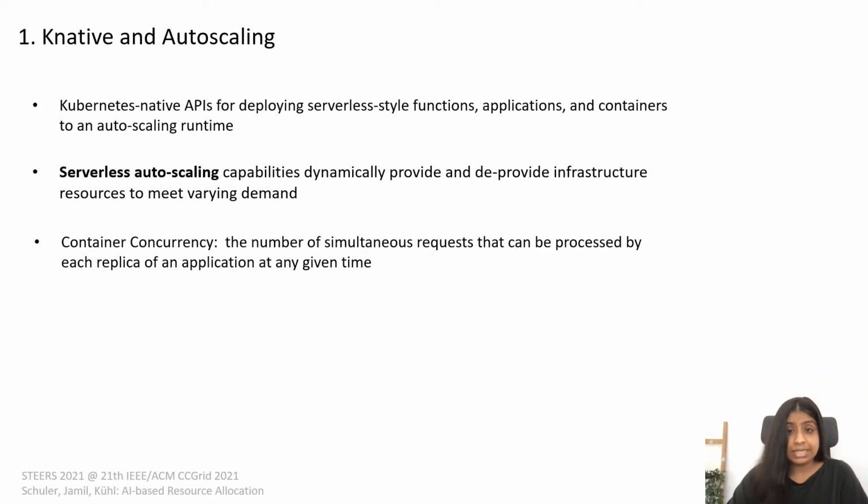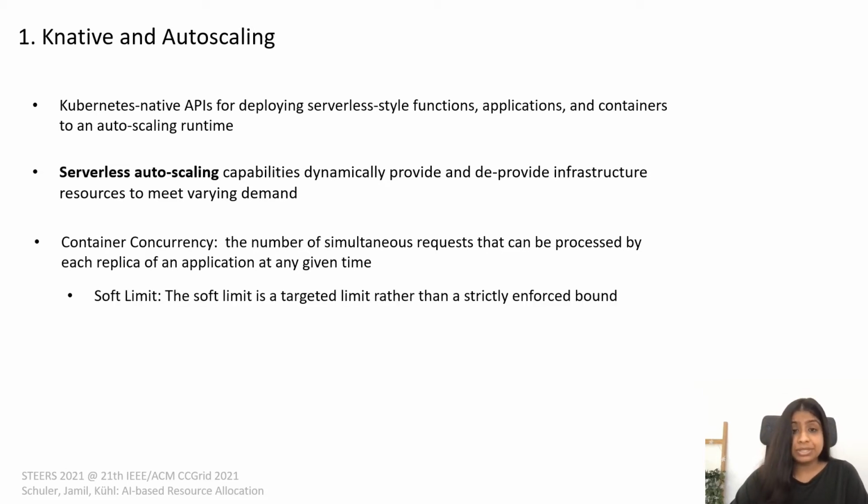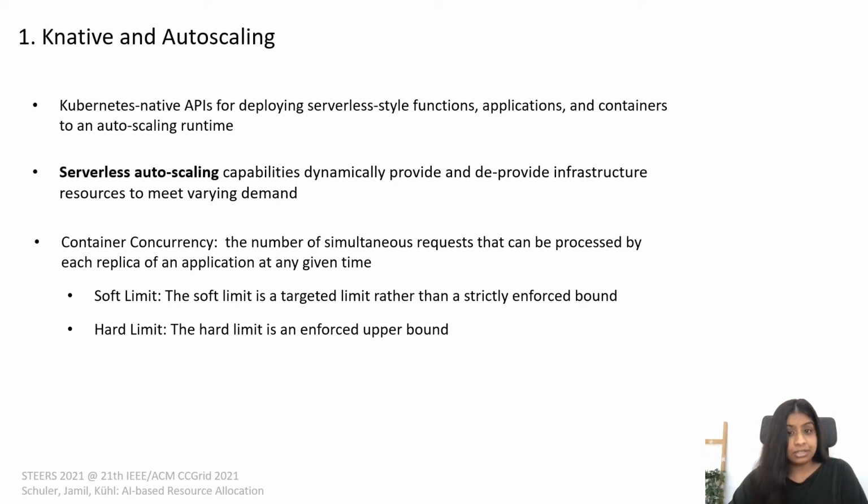One of those settings is container concurrency, which is the number of simultaneous requests that can be processed by each and every replica of an application at a given time. A user can set two settings, a soft limit and a hard limit. To give you an example, if there is a burst of incoming requests, the soft limit the user has specified can be exceeded. But if the container concurrency is already at the hard limit, any new incoming requests will be buffered and can only be processed after enough capacity has been freed up. For the bounds of this paper, we are going to focus on the hard limit.